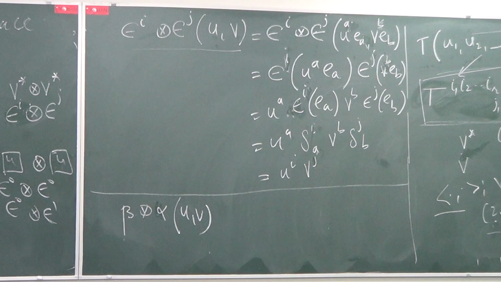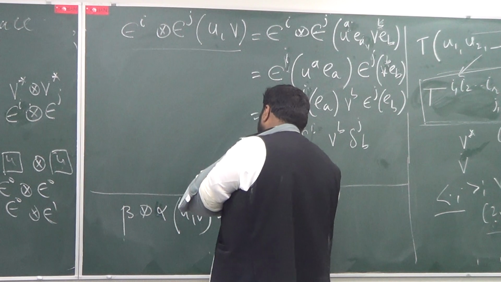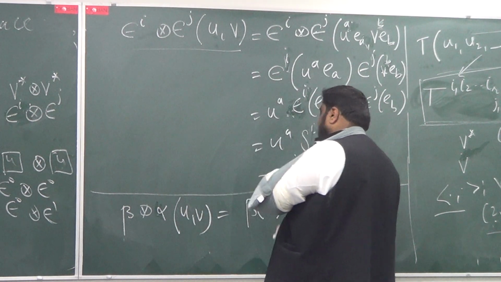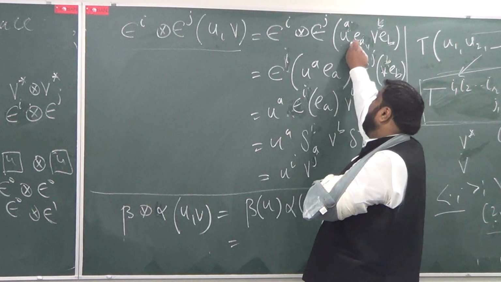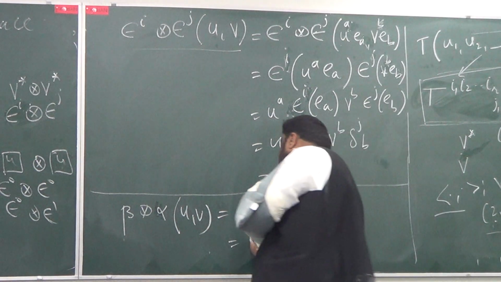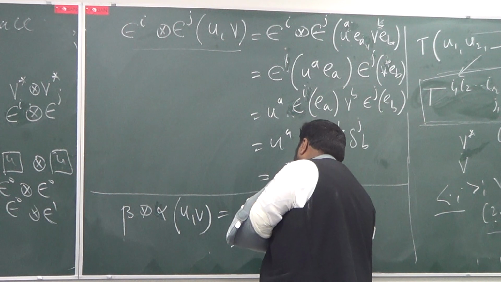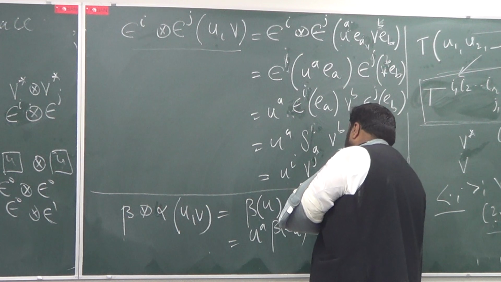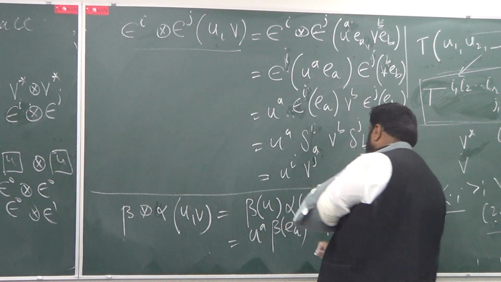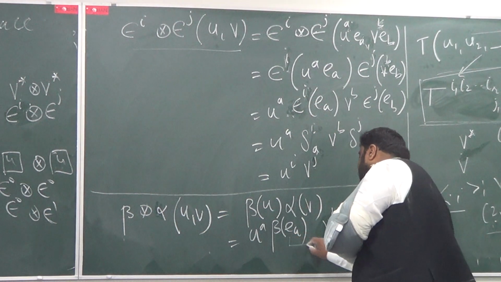Okay? So I'm going to get quickly beta operated onto u and alpha operated onto v. But u is u^A e_A. So this would be u^A v^B times beta of e_A times alpha of e_B. Now give these guys a name.